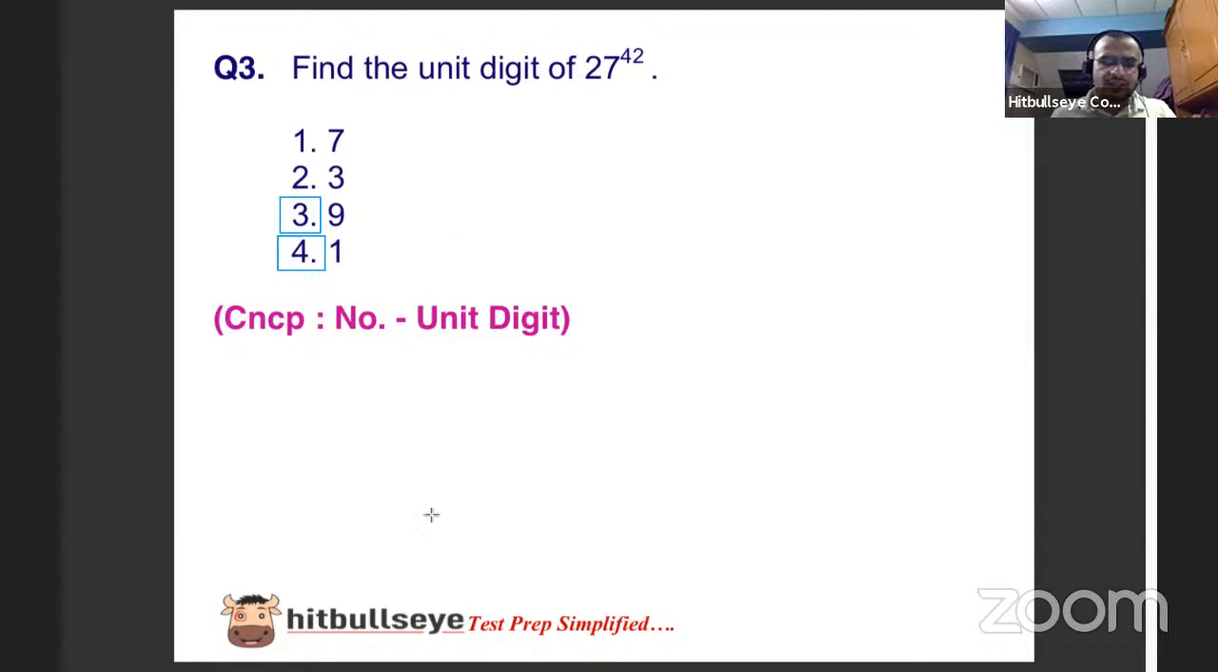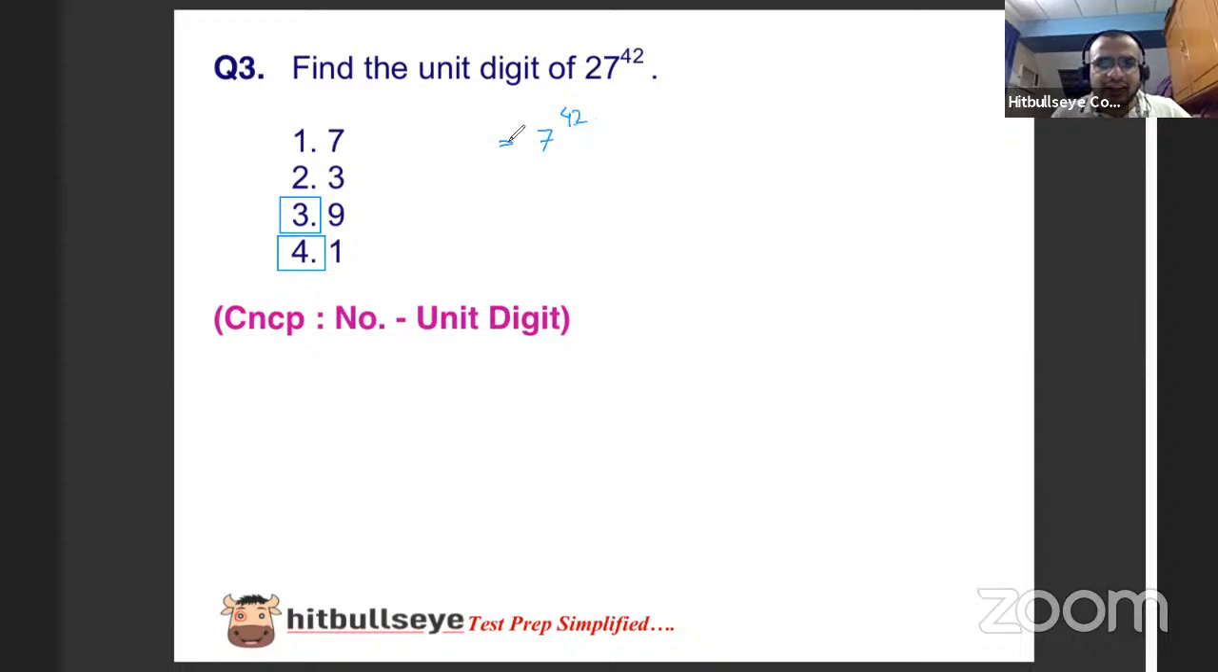Okay, shall we discuss, everyone? Come, let's discuss and see what the correct answer is. So first thing first, I can reduce this down to, rather than saying 27, can I say it is 7 raised to the power 42? Because I'm just concerned with the unit digit.